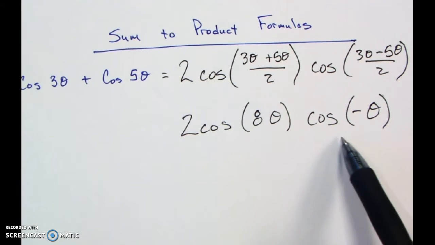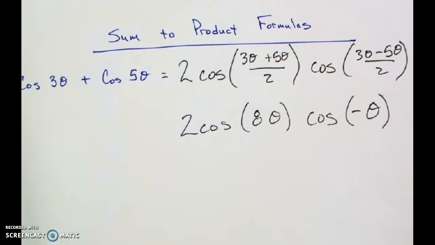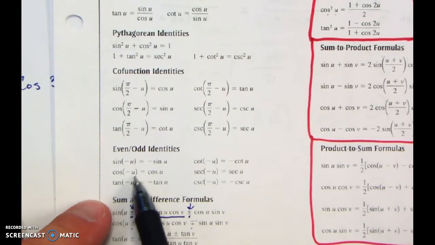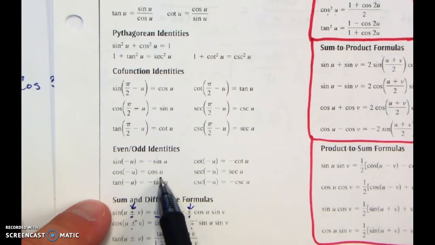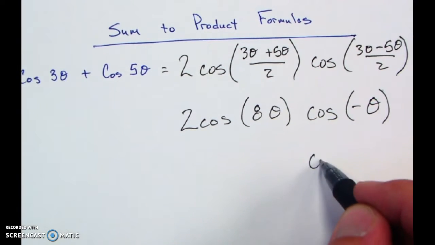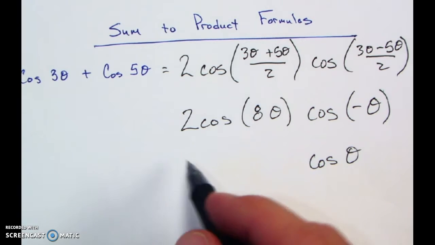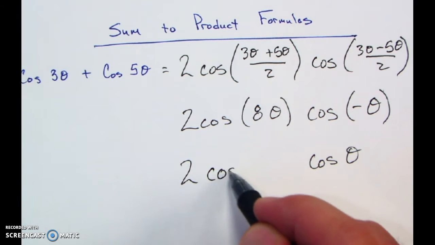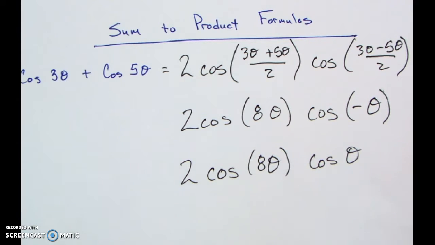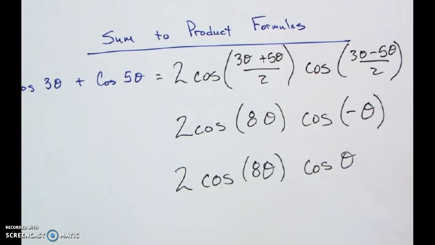Now remember, if we look over here, remember your even and odd identities, the cosine of the opposite of an angle is equal to the cosine of the angle itself. So we can rewrite that as cosine of theta as part of simplifying this. So we have 2 times the cosine of 8 theta times the cosine of theta. And now we've rewritten this sum as a product.